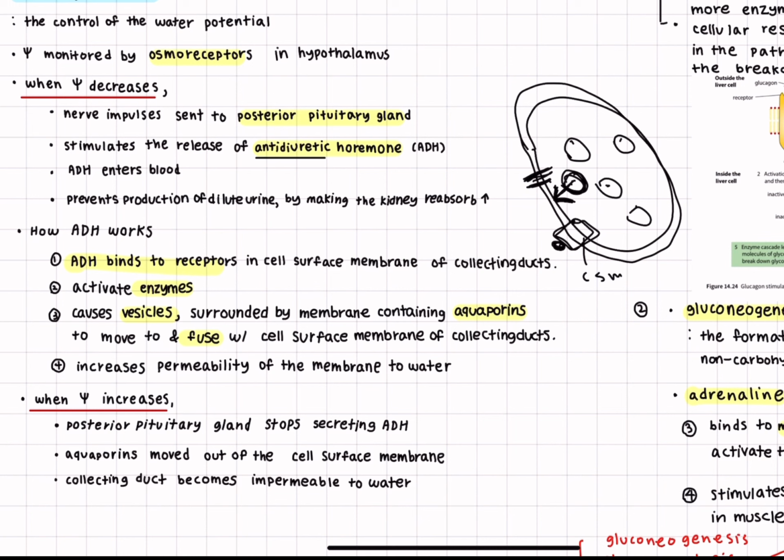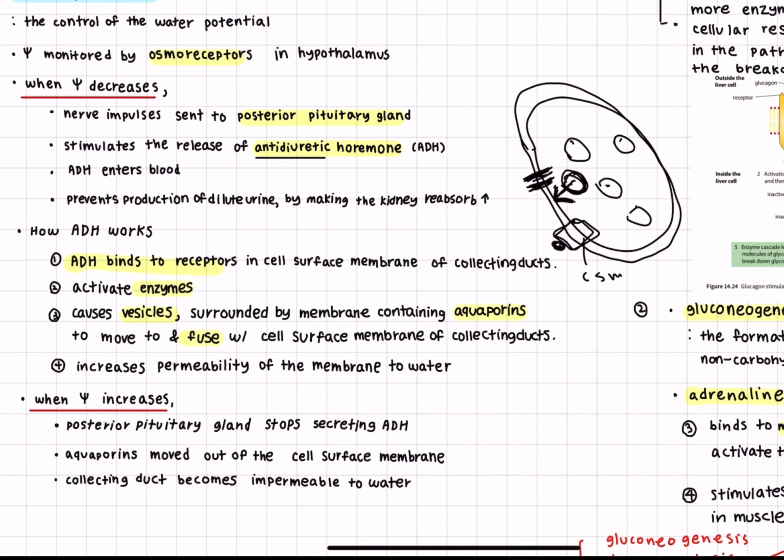Then when the water pathway is located in the cell surface membrane of the collecting duct, this means that the permeability of the membrane to water increases, so that water can move out from the collecting duct cell to the blood. So it will produce concentrated urine, and thus it will put the water potential level back to normal. And when the water potential increases, what do we have to do? We have to decrease the water potential so that it returns to the normal set point.